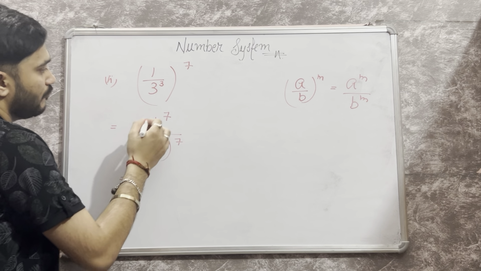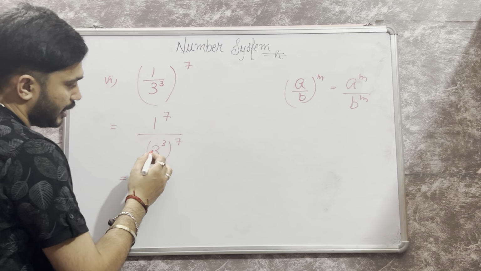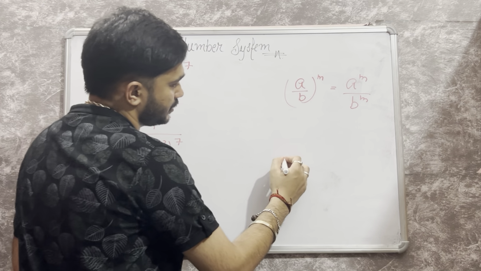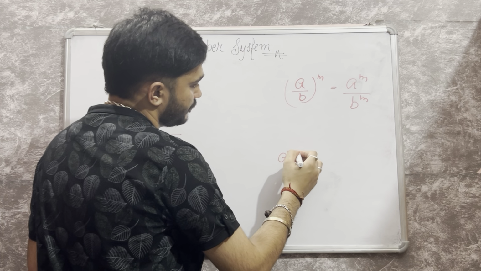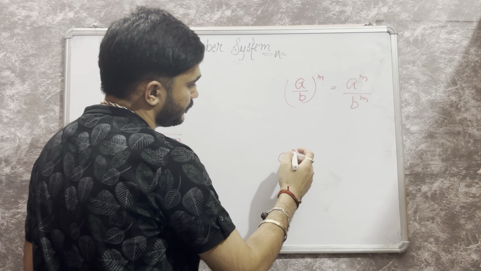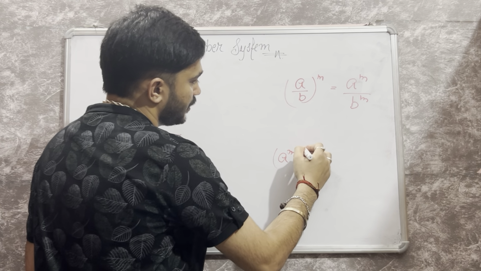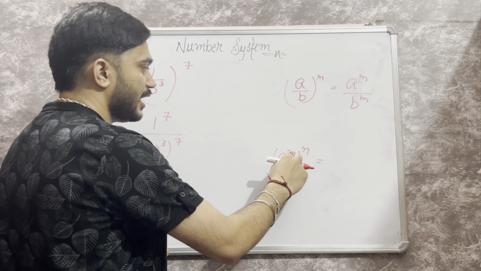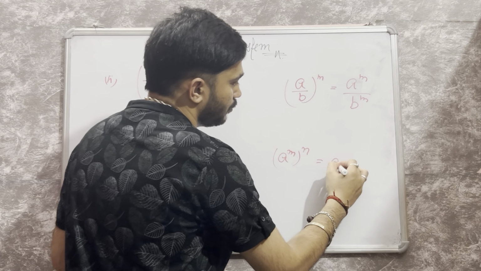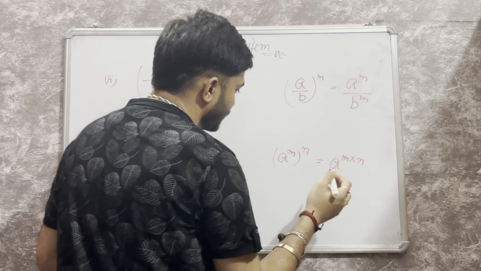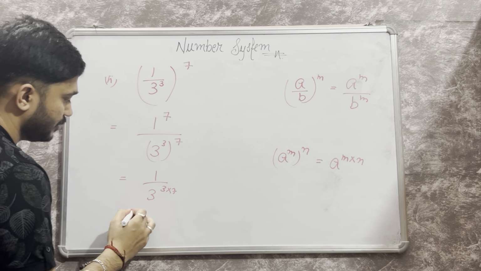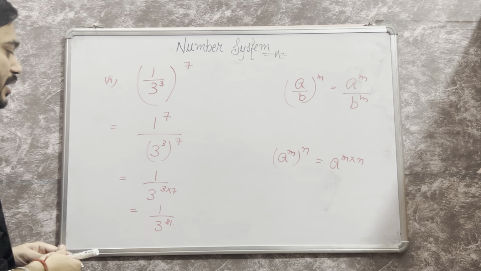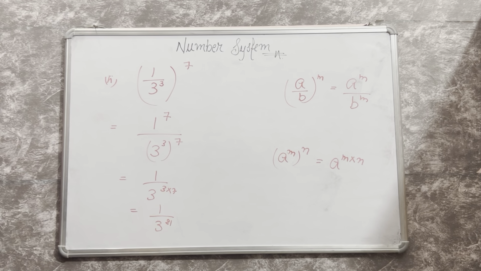7. 1 raised to power anything is 1, and here we are going to apply a property, that is a raised to power m raised to power n. Anything raised to power m and m raised to power n, you are going to multiply these powers. So that is 3 multiplied by 7. You will get 1 upon 3 raised to power 21 as your answer. Any doubt?